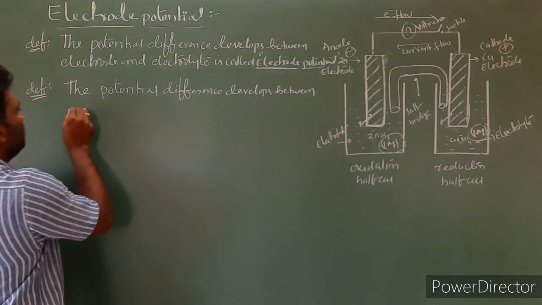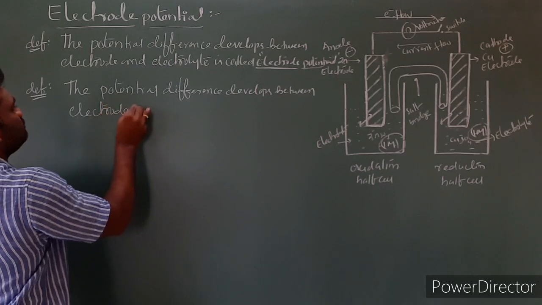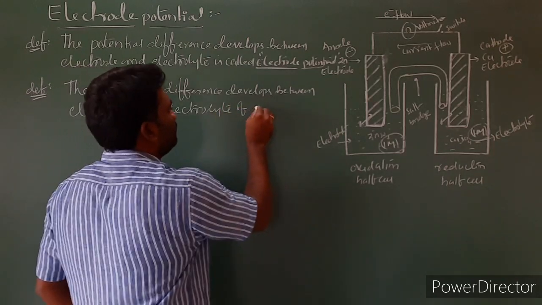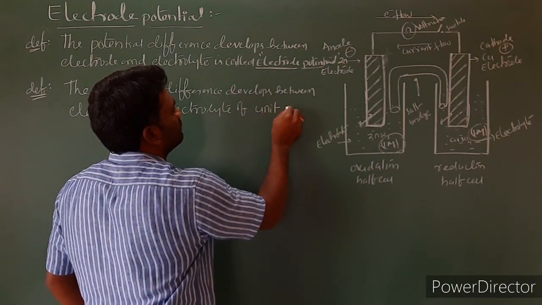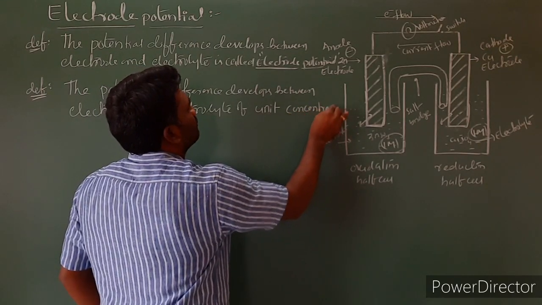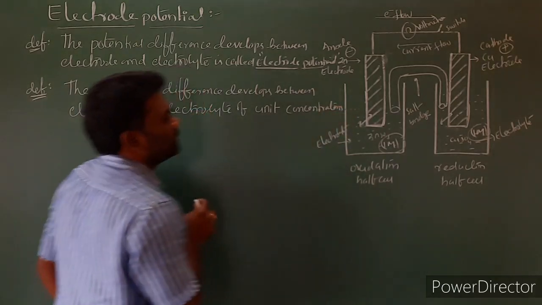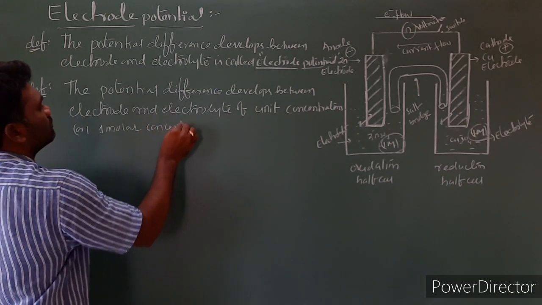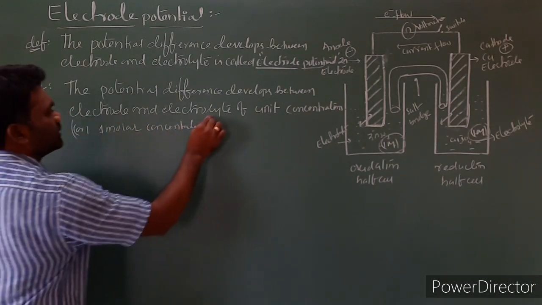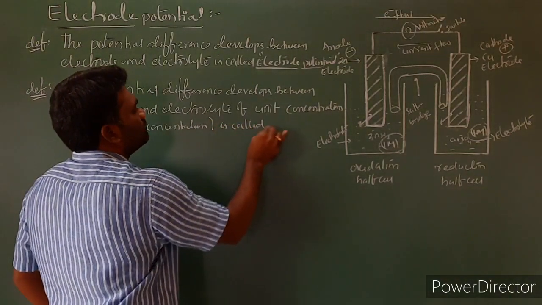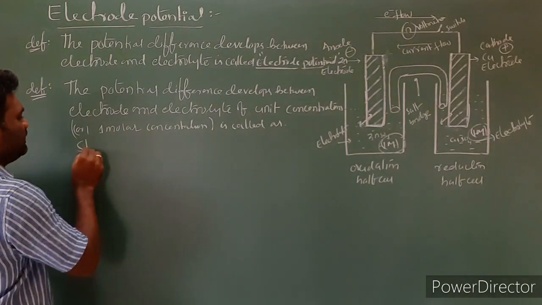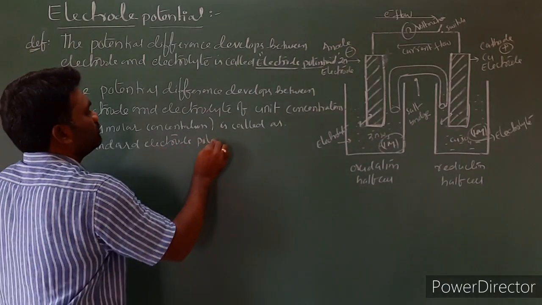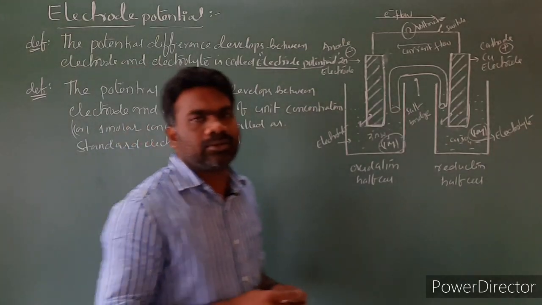The potential difference developed between electrode and electrolyte of unit concentration or 1 molar concentration is called a standard electrode potential.